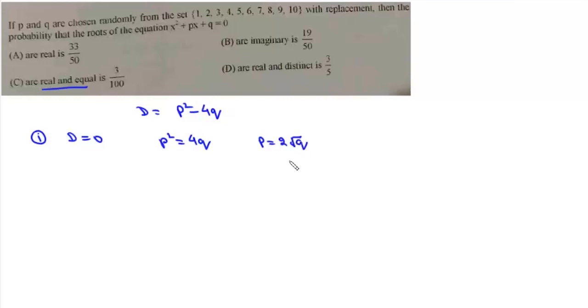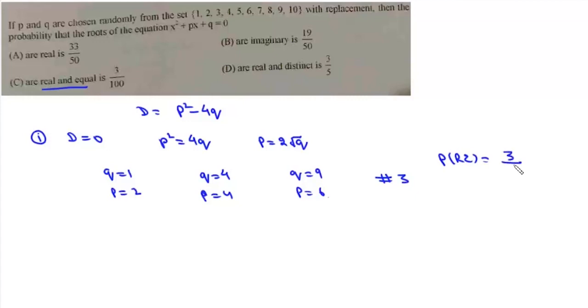Now in this, Q has to be a perfect square. So in this case, the values of Q which are possible is Q can be 1, Q can be 4 and Q can be 9. Now if we take Q as 1, we'll get P as 2. If we take Q as 4, we'll get P as 4. And if we take Q as 9, we'll get P as 6. So these are the three cases possible. So this required probability that they are real and equal will be this 3 divided by total number of ways. Now for P we have 10 choices and for Q we have 10 choices. So that will be this 3 by 100 and that's your option C.